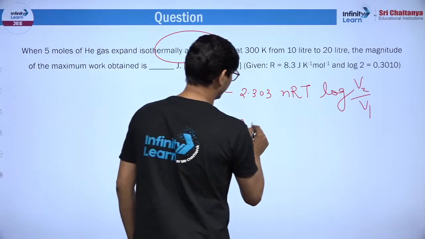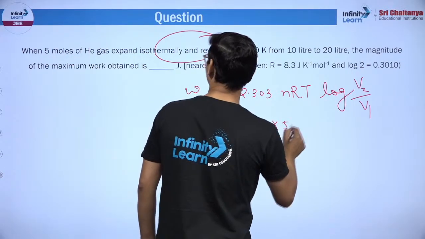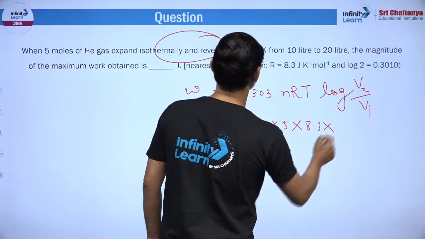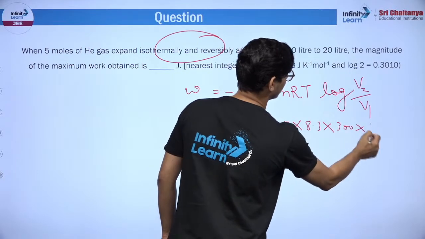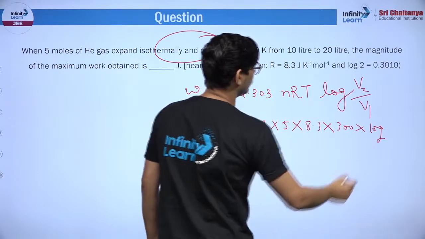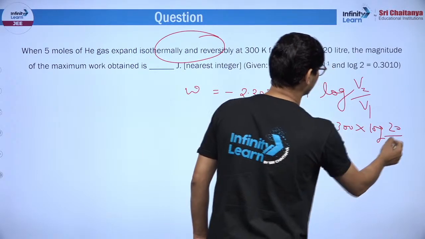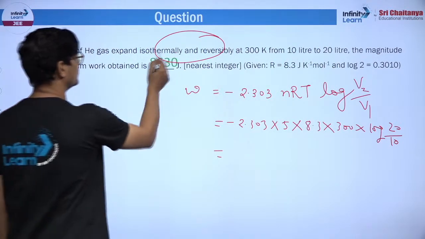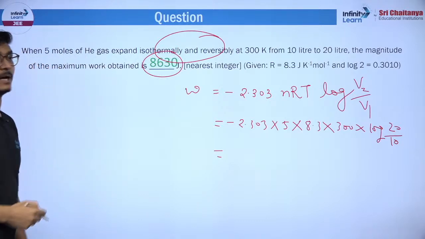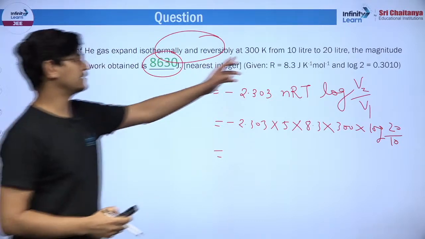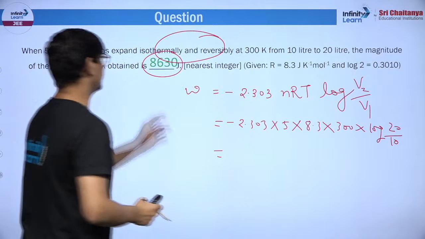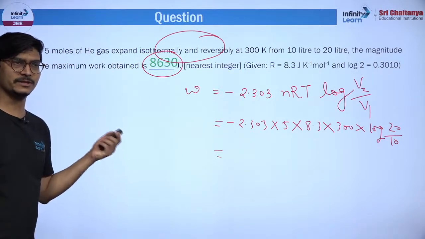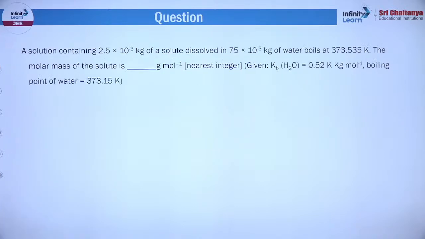So this is 2.303, number of moles was 5, the value of R is 8.3, temperature is how much? 300, and then logarithm from 10 to 20 liter, that is log 2, 0.3. You substitute the value, you will find out that the answer is 8630 joule, okay. They are asking the magnitude, otherwise it is expansion, so work done will be negative, but the magnitude will be 8630 joule. Alright guys, is this clear, okay. Let's move ahead.